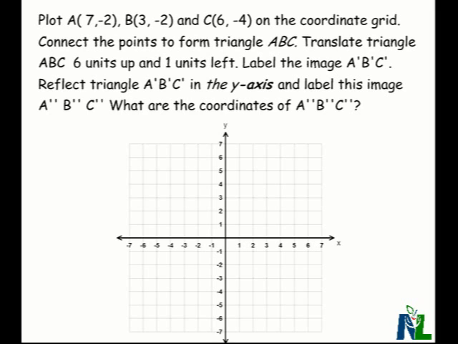On a coordinate grid, the horizontal number line is called the x-axis, located here. The vertical number line is called the y-axis and is located right here.